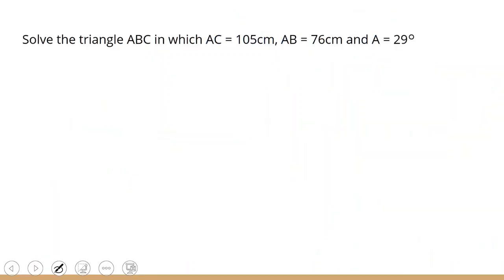Next question. Solve the triangle ABC in which AC is equal to 105 centimeters, AB is equal to 76 centimeters, and A is equal to 29 degrees.